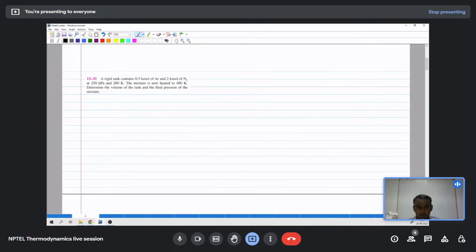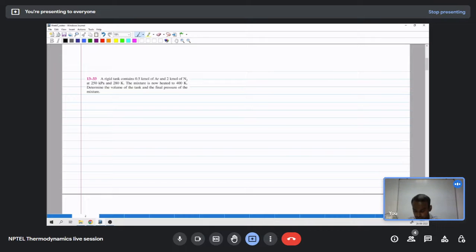In this problem, we have a rigid tank which contains 0.5 kilomole of argon and 2 kilomole of nitrogen at 250 kilopascal and 280 Kelvin. The mixture is now heated to 400 Kelvin. Determine the volume of the tank and the final pressure of the mixture.